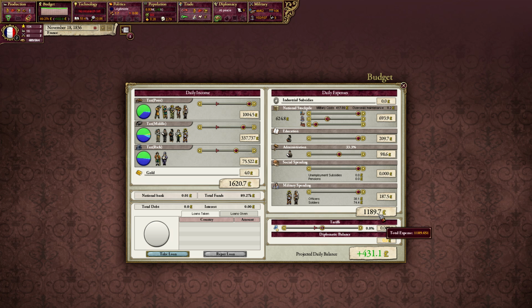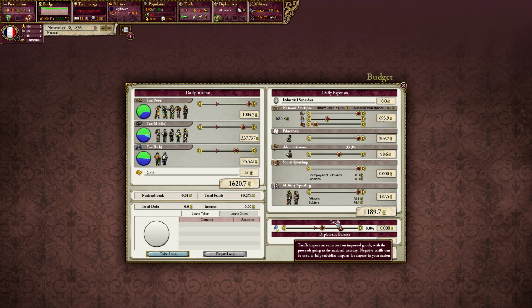And having this high will cost you quite a lot of money. You can see 187 instead of 90, which is quite a big jump. But it means that more people will probably become soldiers, more soldiers will become happy, and that will increase your total possible army you have. So it's very important to try and keep that high as well.